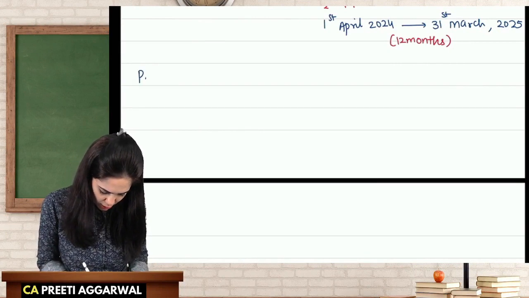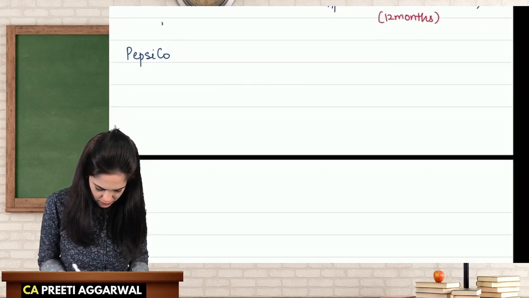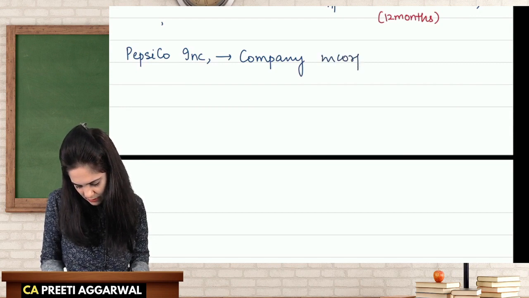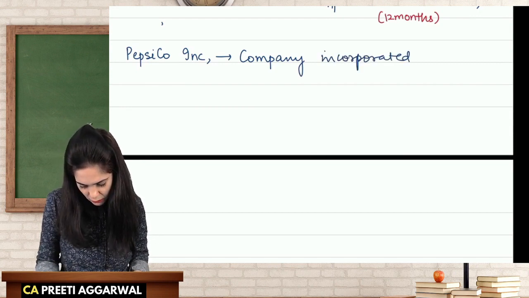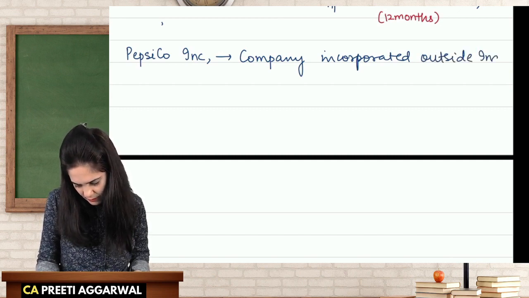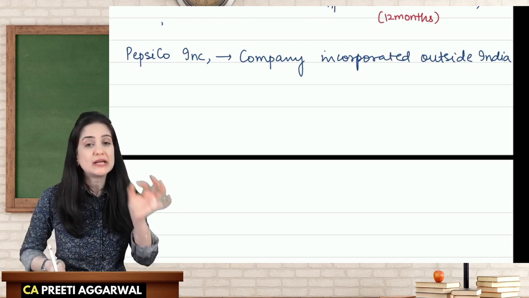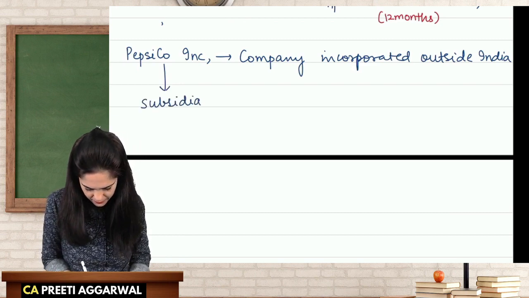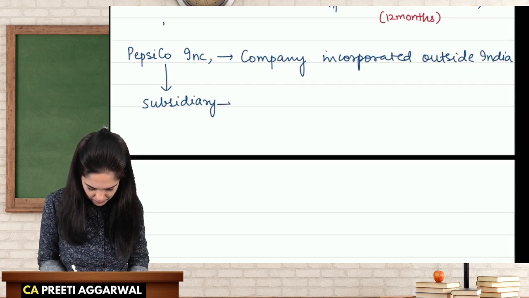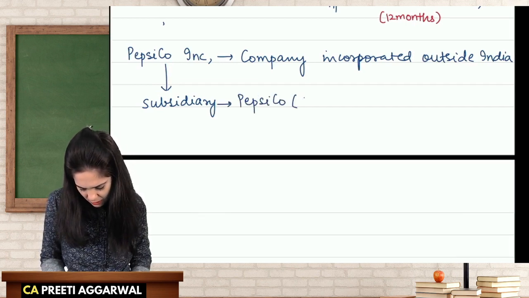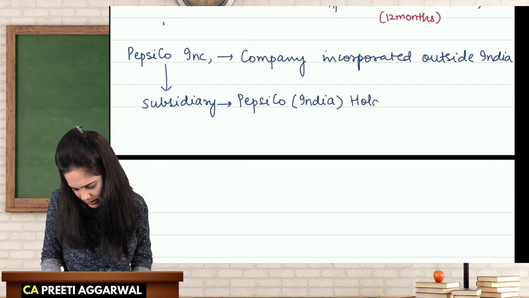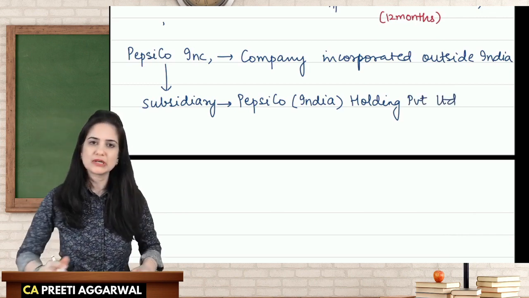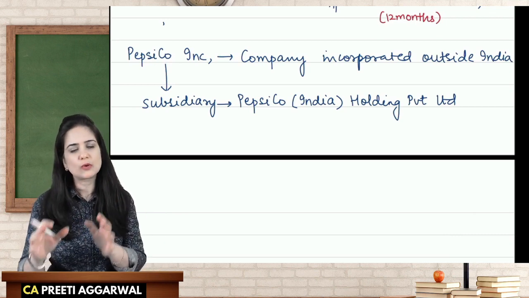Okay, so have you heard of PepsiCo? Yes, it is a company incorporated outside India. But ma'am, they do have operations in India. Yes, but it is through a subsidiary. So their subsidiary is named PepsiCo India Holdings Private Limited. Okay. So they are present in India through a subsidiary which is named PepsiCo India Holdings Private Limited.